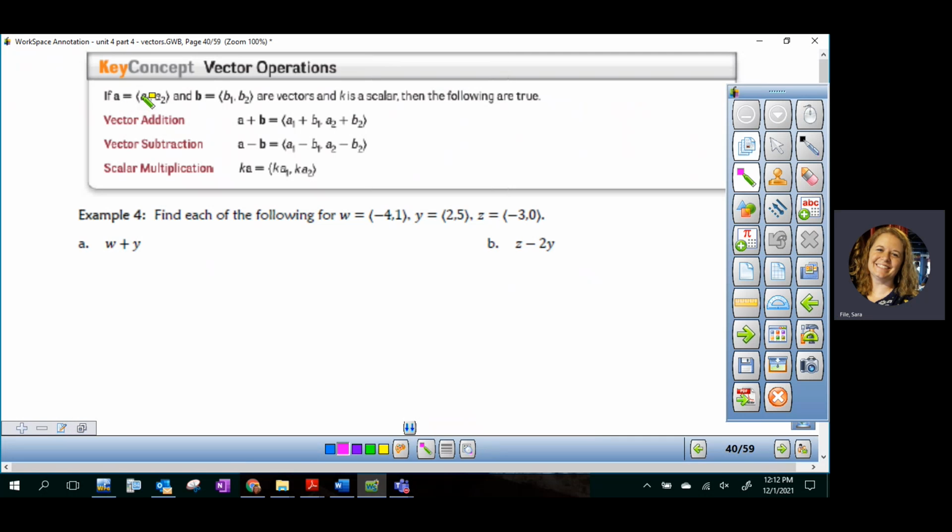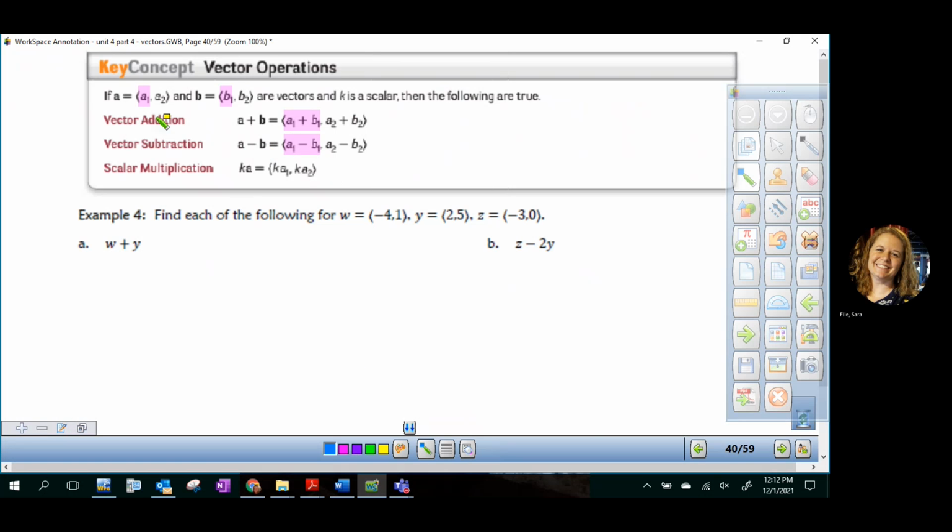Now for addition and subtraction, you add or subtract the like components. For instance, in vector A, a sub 1 is the horizontal component, and in vector B, b sub 1 is the horizontal component. If you're adding vectors A and B, you add their horizontal components. If you're subtracting the vectors, you subtract the horizontal components. Same goes for the vertical components. You just add them or subtract them.